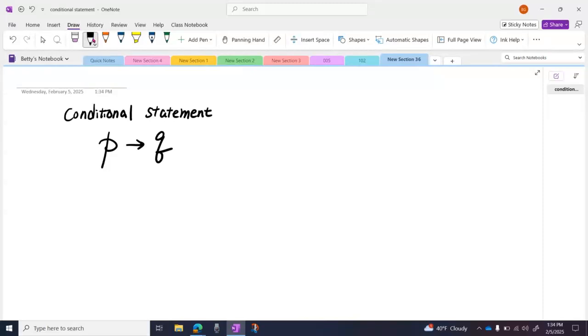And the 2 pieces in a conditional statement play different roles. They have different names as well. P here, the piece to the left of the conditional symbol, is called the antecedent. We should try to remember the names. Q here, the piece to the right of the arrowhead, is the consequent.